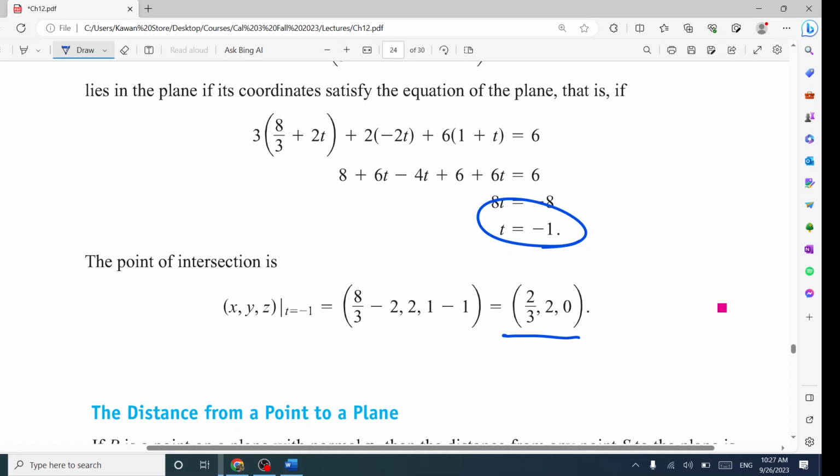Did you understand the 10th example? Example number 10. What was the question? I have a line, I have a plane, I want to find the intersection point. So I'm going to put the line's parametric equation in the equation of the plane, then I'll get t. Then I put the t in the parametric equation, and I will get the value, the point.